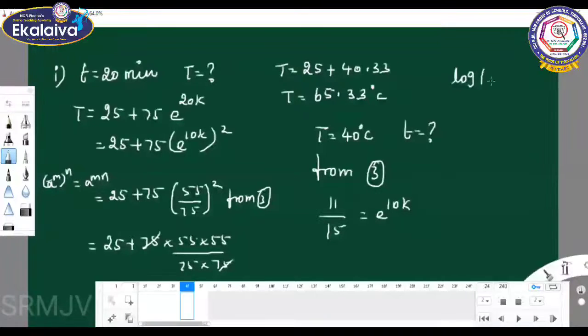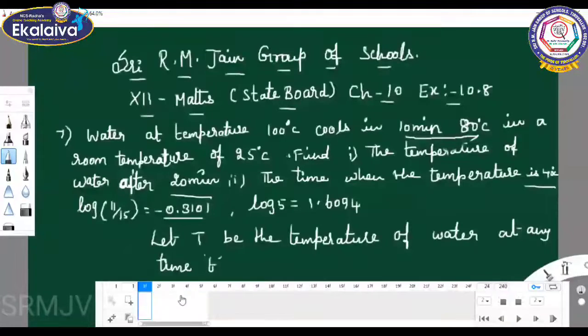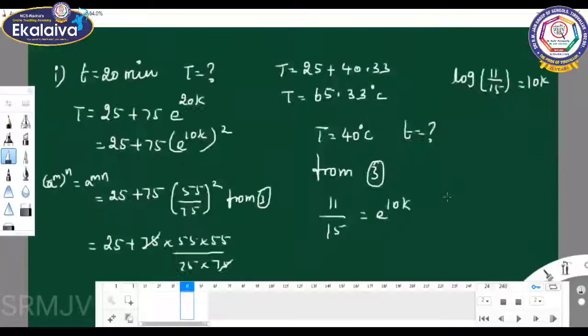Apply log on both the sides. Log of 11 by 15 equal to 10k. What is the value of k? Log of 11 by 15 is given in the question itself. The value is minus 0.3101. So minus 0.3101 equal to 10k. K equal to minus 0.3101 by 10. So k equal to minus 0.03101.